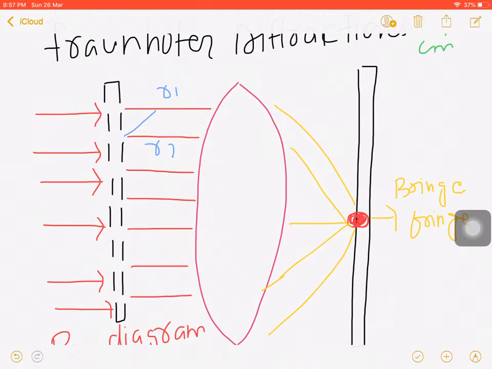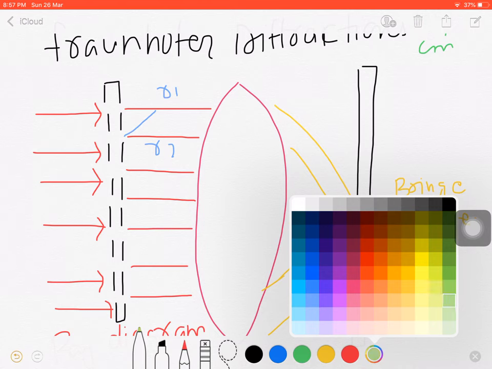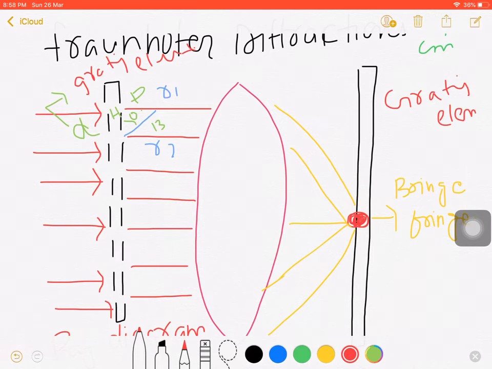Then there is a path difference, and here we have an angle theta. Opposite to angle theta we have the perpendicular, here we have the hypotenuse, and here we have the base. Basically the distance between two slits is known as D, and this D is known as the grating element, right?